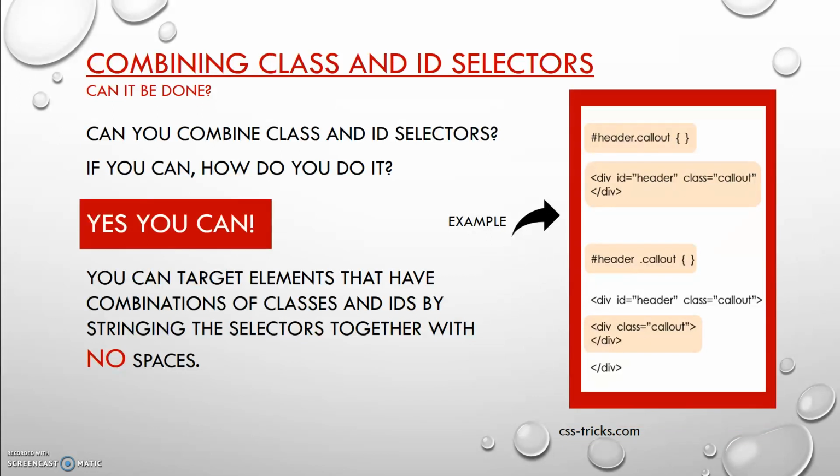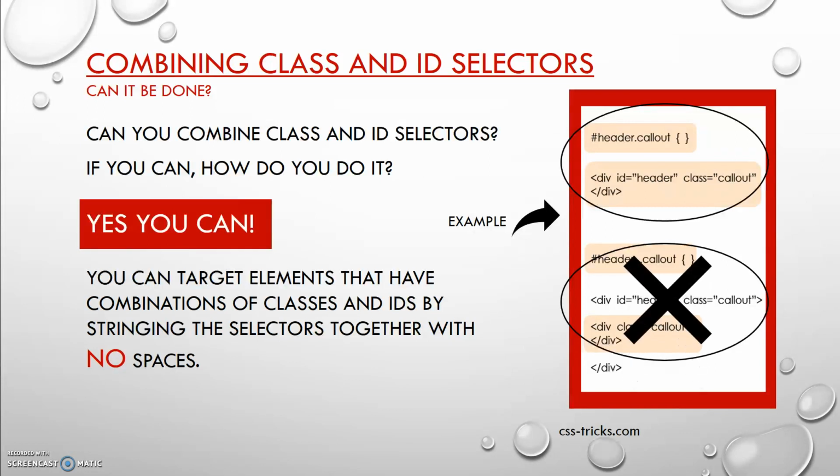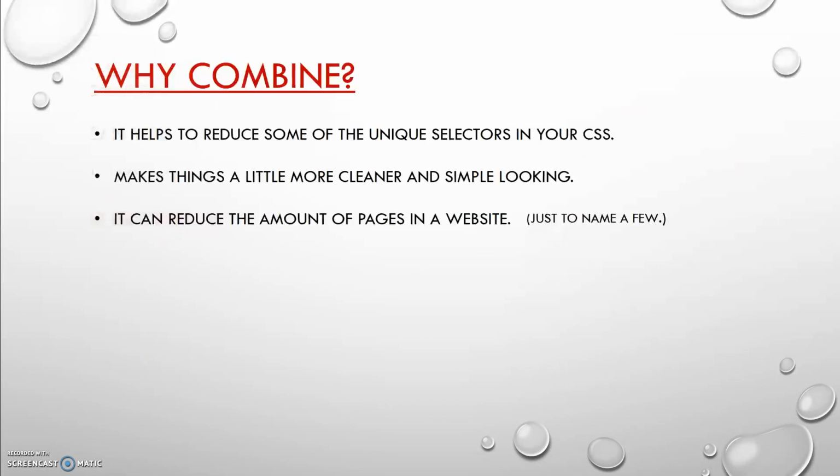In this example provided by CSS-Tricks.com, we can see how to properly combine class and ID selectors together. Here we have two codes, but only one is the one I am talking about. Can you pick which one is correct? Time's up. If you picked the top one, then you are correct. This is the correct one because it does not have spaces between the header and callout.